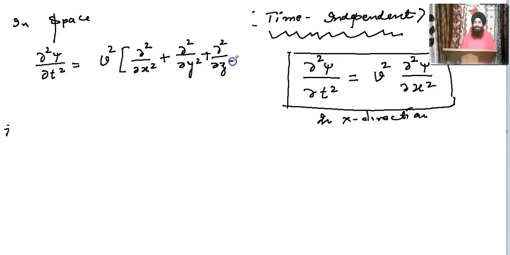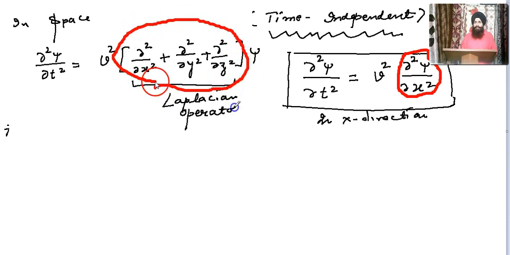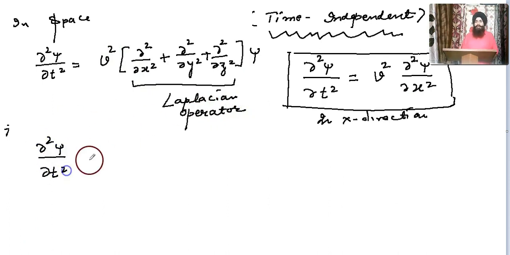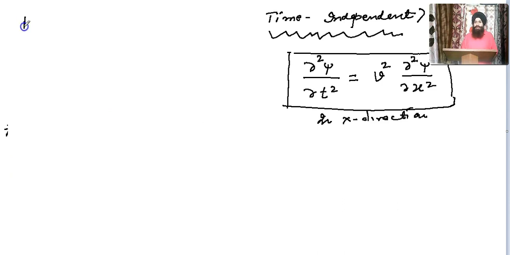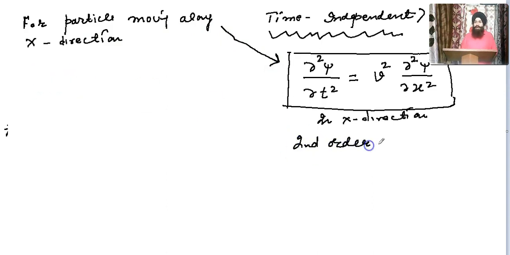Now if we consider the three dimensions, then the right hand side becomes ∂²/∂x² plus ∂²/∂y² plus ∂²/∂z² on psi. And this is called the Laplacian operator, right? Laplacian operator means del square. It becomes del square psi. So this is the three-dimensional wave equation. Again, let the particle be moving along the x direction and we consider this wave equation, and this is a second order differential equation.